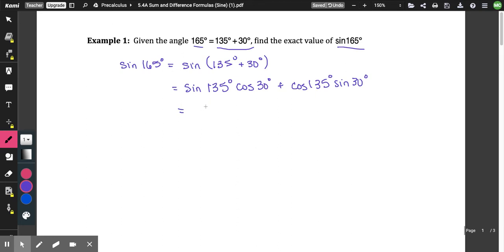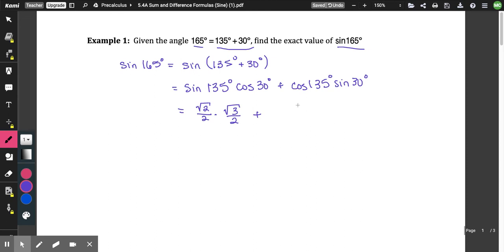So sine of 135 degrees, that's a reference angle of 45 degrees in quadrant 2. Sine is positive in quadrant 2, so that's going to be positive root 2 over 2. Cosine of 30 degrees, of course the reference angle is 30 degrees on that. Cosine of 30 degrees is root 3 over 2.